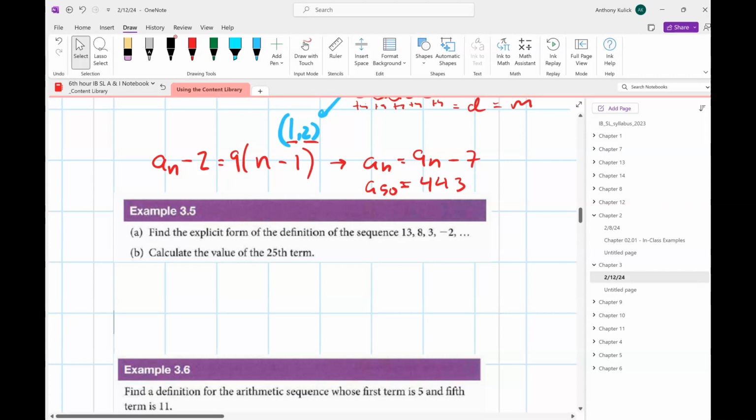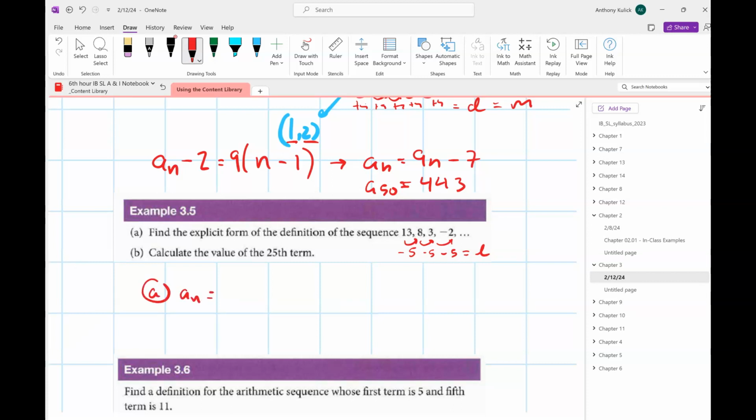Part A here says find the explicit form of the definition of the sequence. First thing I'm going to do is check to see if it's arithmetic. Here I notice I'm subtracting each time, but that's okay. That's still like adding a negative 5 or subtracting 5, same difference, still my d.